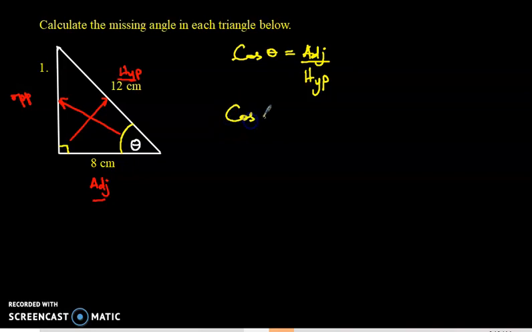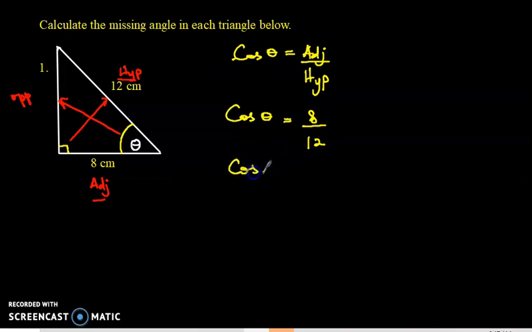Now we do the appropriate substitution. Cos theta, remember we don't know what theta is, that's what we want to find, so we put theta as it is, equal to adjacent over hypotenuse. Adjacent is 8, hypotenuse is 12. You can change this to a decimal if you want, by doing the division and putting the answer.